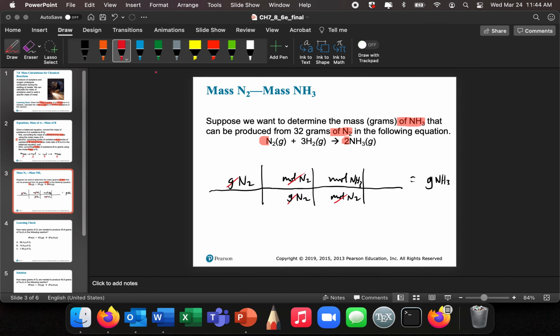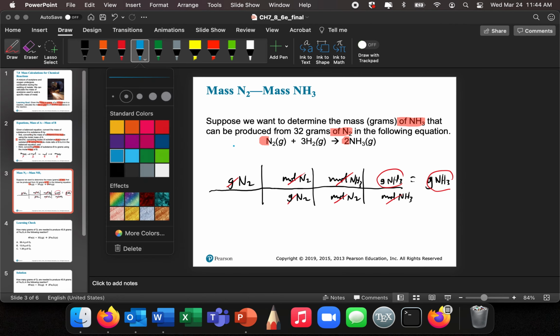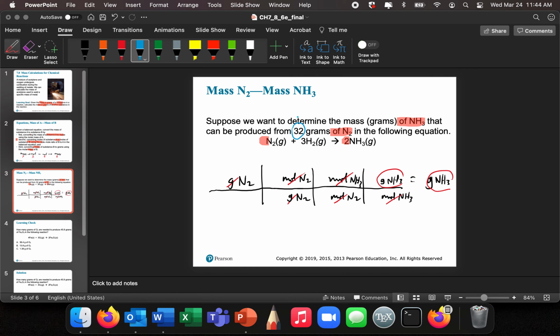And then finally, I just need to do another mole to mass calculation, moles of NH3, ammonia. Okay, and you can see that my moles cross off, and I'm left with my mass of ammonia, which is what I wanted. This is perfect. So let's put the numbers in, and we'll be done. So the grams of nitrogen we're starting out with is 32 grams, 2 sig figs, by the way.